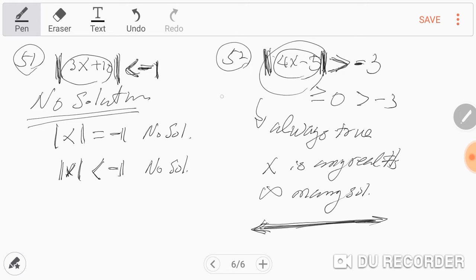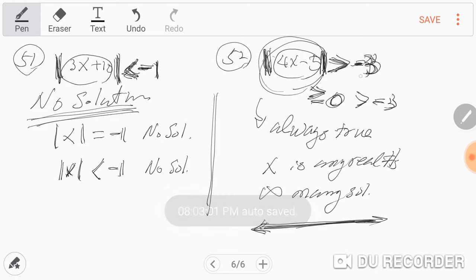Okay, these two are very similar, but the first inequality has no solution because absolute value cannot be less than a negative number or equal to one. But since absolute value is always greater than or equal to 0, and 0 is always greater than negative 3, this absolute value is always greater than negative 3. No matter what the x value is, it is always greater than a negative number. So the solutions are all real numbers.